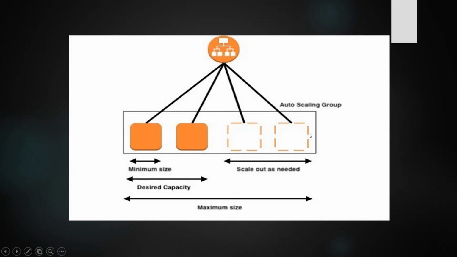Here you can see the example. You can scale in and scale out the number of instances as per your requirement. Here the minimum size is 1 and the maximum, up to the autoscaling group, is size 4. So you can scale in and scale out the number of instances according to your need.